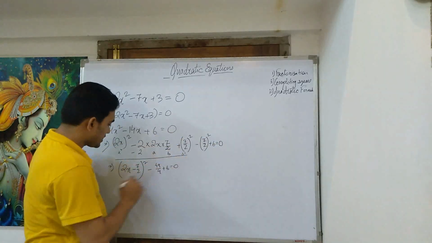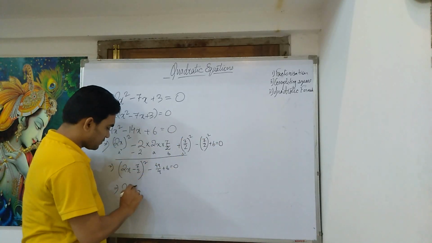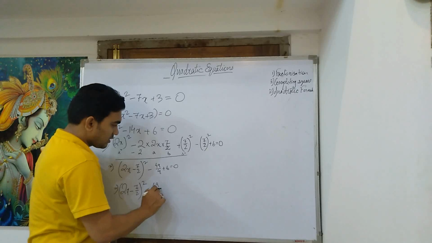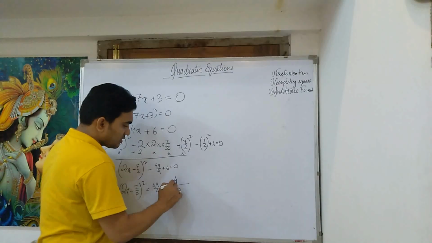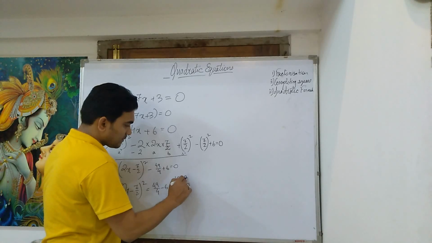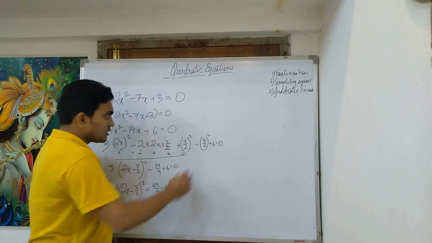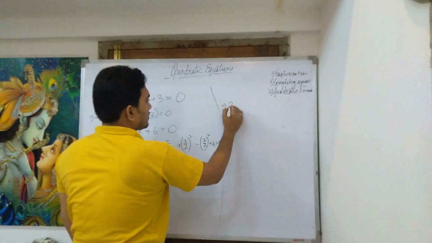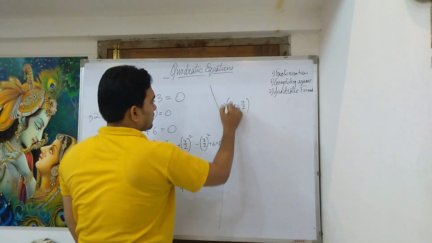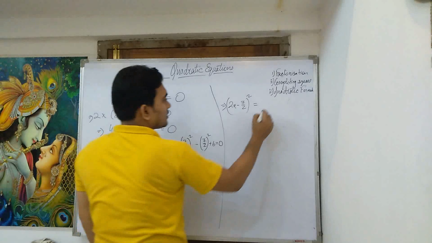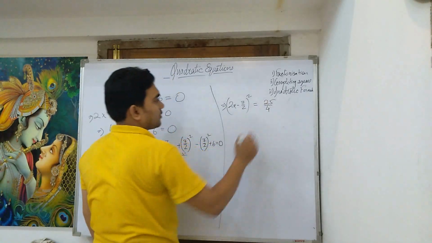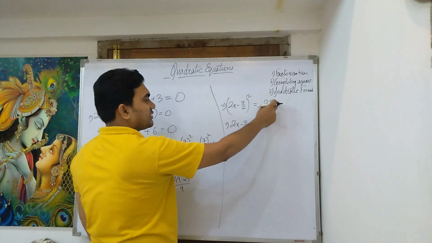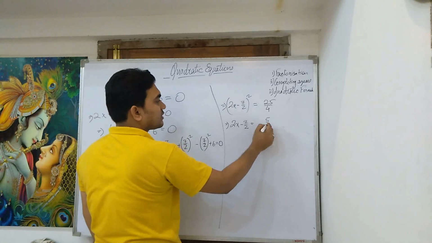Let us now shift it to that part. 49 by 4 minus 6, which, on taking LCM, becomes 24. So now let us shift this entire expression there. This is 25 by 4. So let me take the square root of this. 25, its square root is 5, and for 4 its square root is 2.